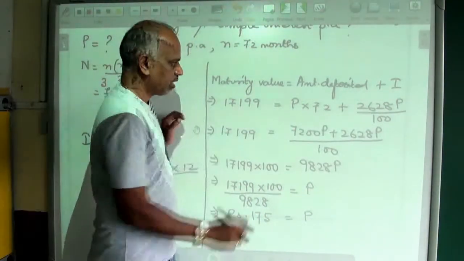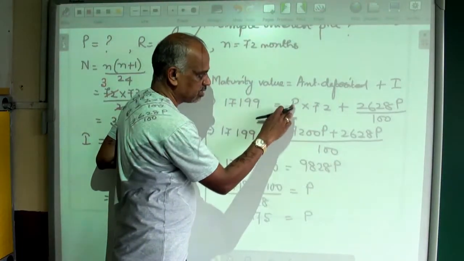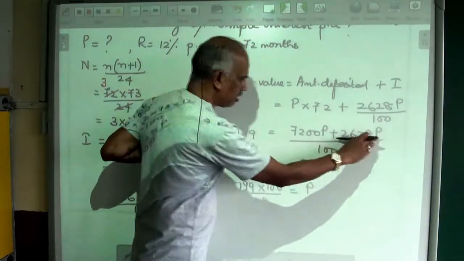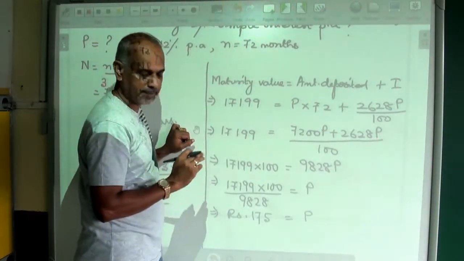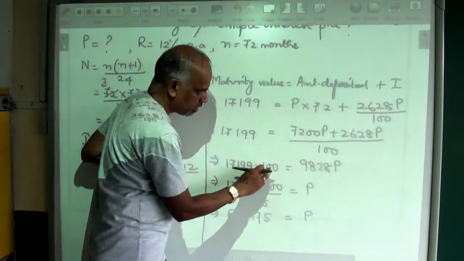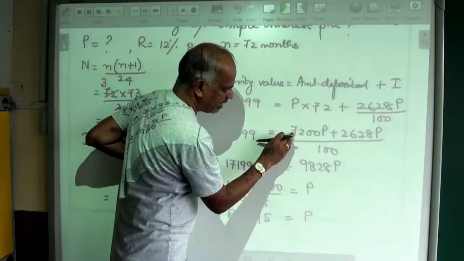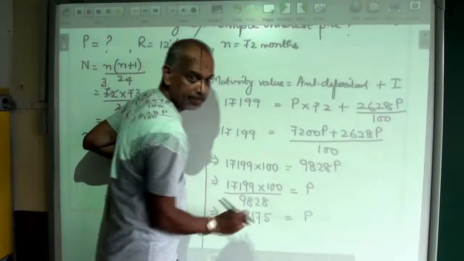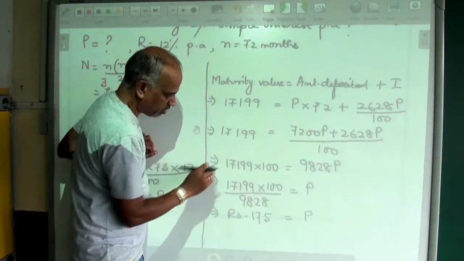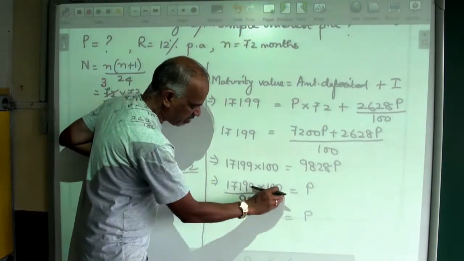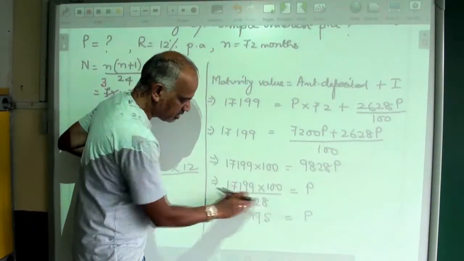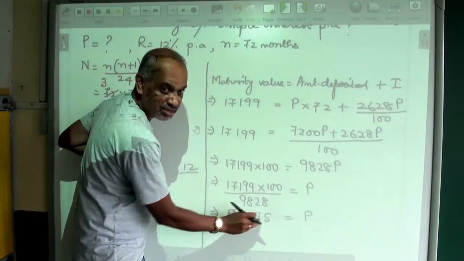Find LCM. LCM is 100. 72P into 100 is 7200P plus 2628P is equal to 17199. Bring the 100 this side. So 17199 into 100 is equal to, add these two, you will get 9828P. Both terms are P terms, you can add them. Bring the 9828 to this side. 17199 into 100 divided by 9828 will give you the value of P. Simplify this, you will get P's value is rupees 175.